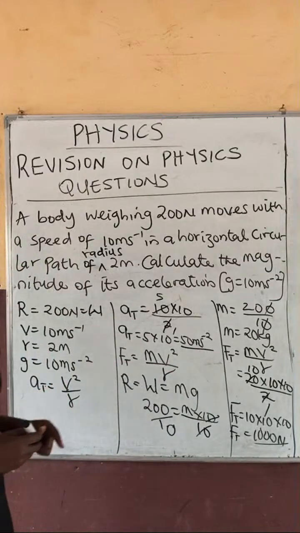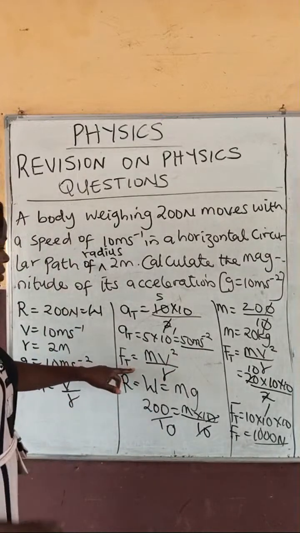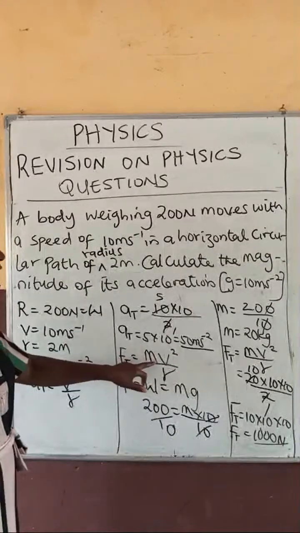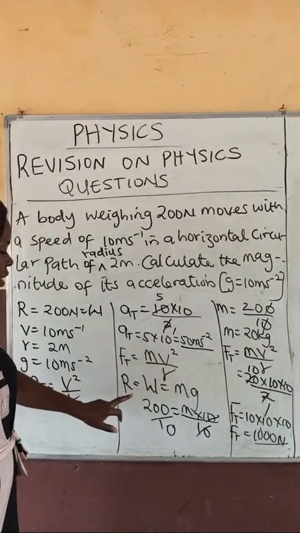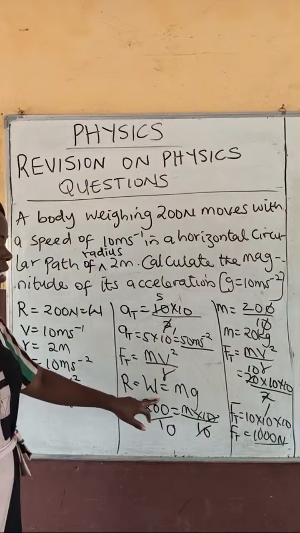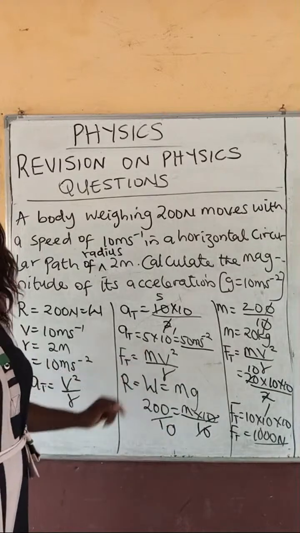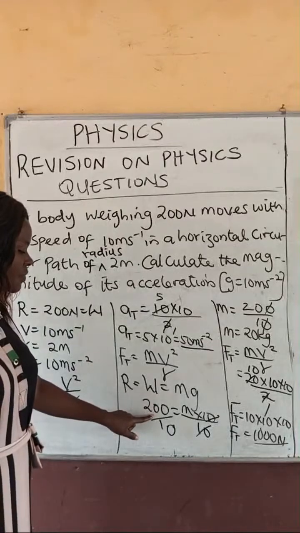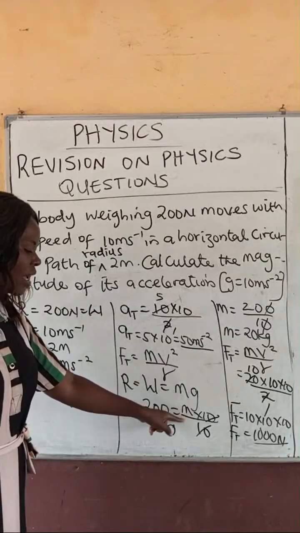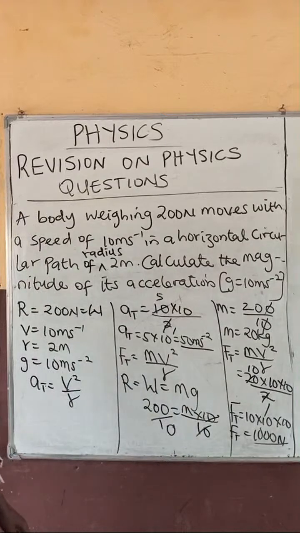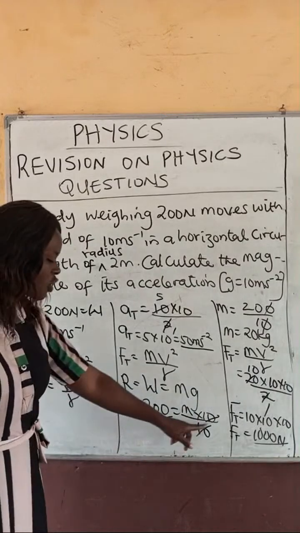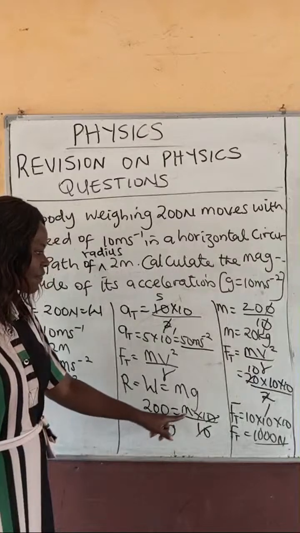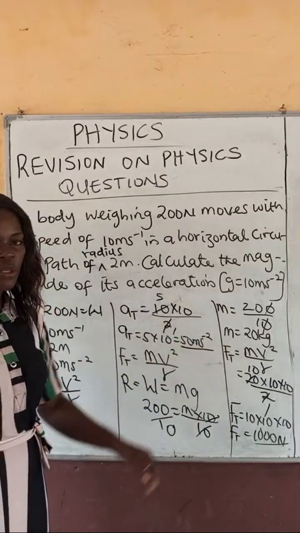So if you're asked to find the centripetal force, the formula is mv square over R. Because my reaction is equal to weight, and that is equal to mg. I don't have mass and I need to find mass. I will now say my reaction or my weight, which is 200, is equal to m times G, which is 10. So I divide by the coefficient of that, and the m is equal to 20 kilograms.